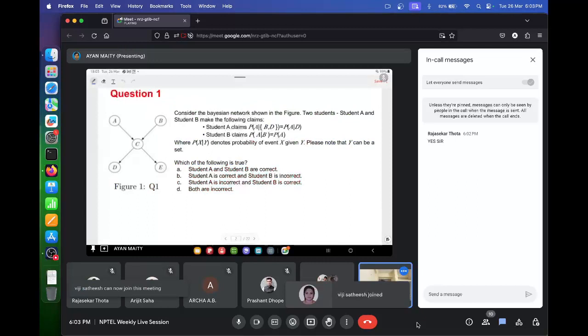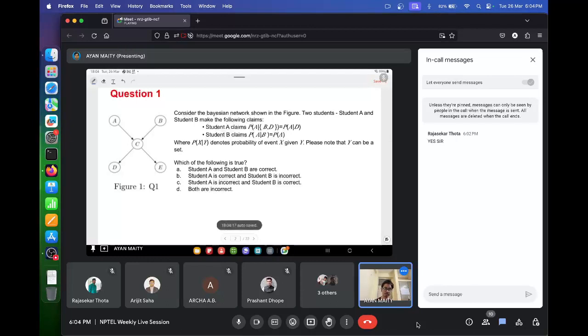This is the first question. Consider the Bayesian network shown in this figure. Two students, student A and student B, make the following claims. Student A claims that probability of A given B and D equals probability of A given D, and student B claims that probability of A given B equals probability of A. Which of the following is true? You have to find out whether both the students are true or only one of them is true. And this is the Bayesian network. You can write your answers in the chat.